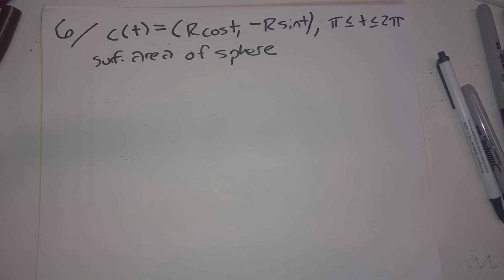Number 6, consider the parametric curve C of t is equal to r cosine t, minus r sine t, where t is between pi and 2 pi. We're supposed to use methods from chapter 11 to find the surface area of the sphere generated by rotating the curve around the x-axis, and we should know what the answer is going to be.